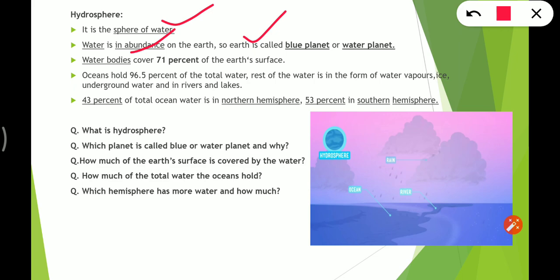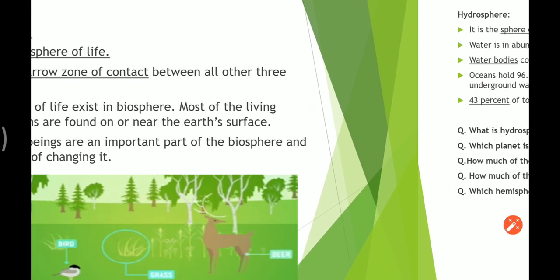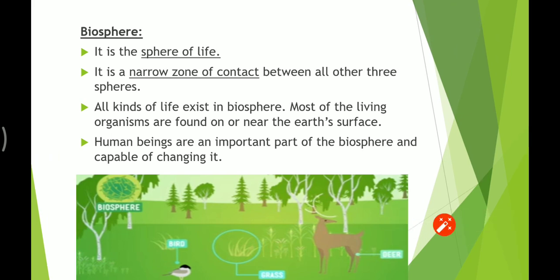Let's move to the next one. How much of the earth's surface is covered by the water? 71% or 2/3, you can say. Okay, how much of the total water the oceans hold? They hold 96.5% of the total water. Which hemisphere has more water and how much? So this is southern hemisphere. Southern hemisphere has more water, and it is 53%. Hope everything is clear.